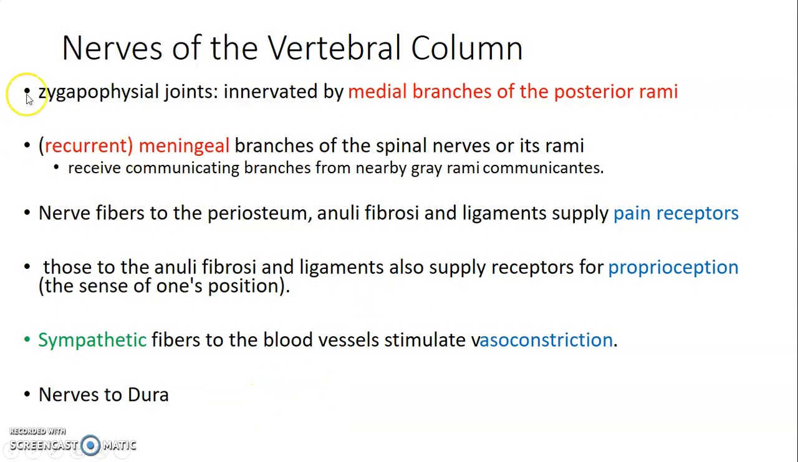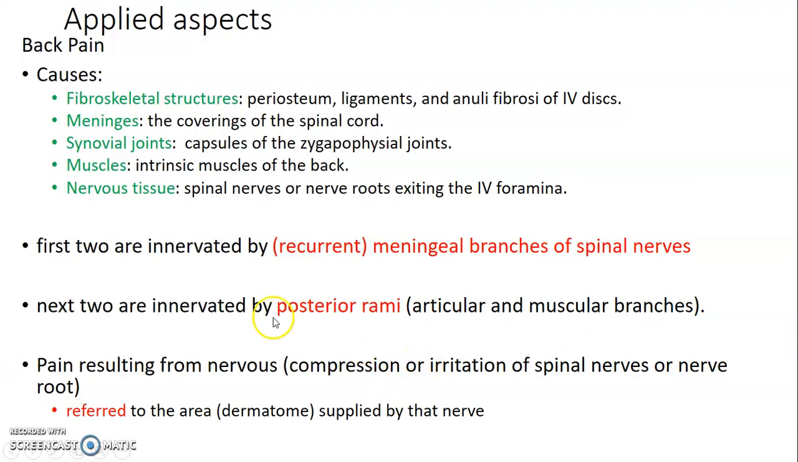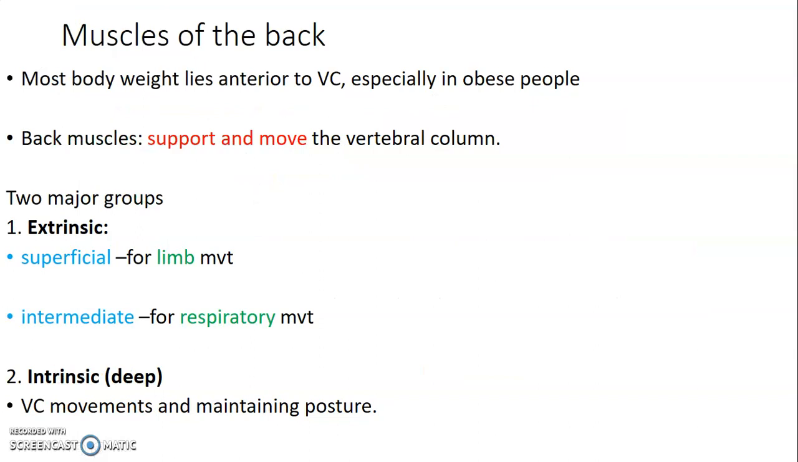The zygapophyseal joint will get innervation from posterior rami. Meningeal branches of the spinal nerves will also be given to the vertebral column to innervate the periosteum, annulus fibrosus, and the ligaments. So you have pain fibers, proprioception fibers, sympathetic fibers for vasoconstriction, and nerves that will go to innervate the dura. So back pain is caused by any pathology in any component of the structures of the back: the fibroskeletal structures, meninges, joints, muscles, and the nerves. When you compress them, all these lead to pain. Okay. Next lecture we'll discuss the muscles of the back.